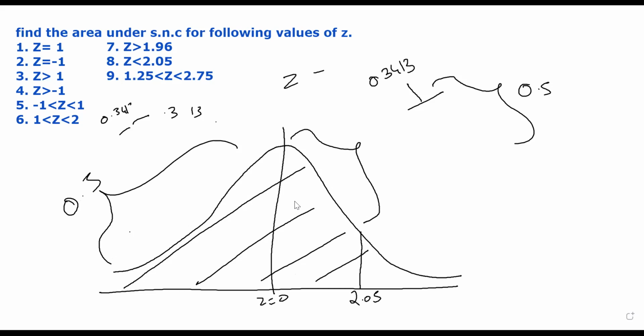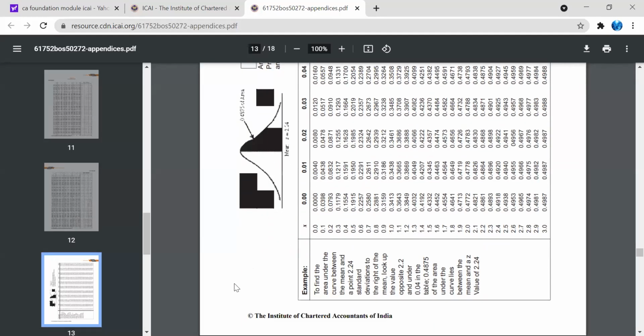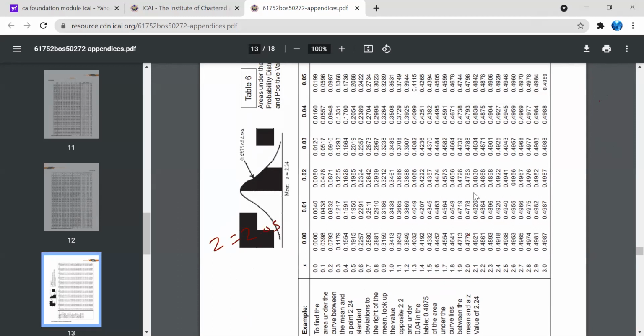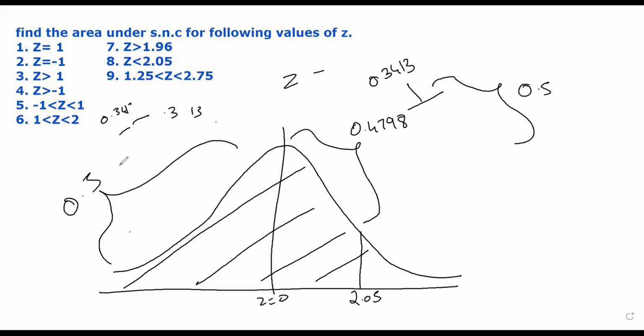How will you find the area for 2.05? You go back to the Z table. The value of Z is 2.05. You look for 2.0 in the x column and check the value under 5. It is 0.4798. So this is 0.4798 and this is 0.5, and I want this complete area, so I get it by adding 0.5 plus 0.4798, which will be 0.9798.